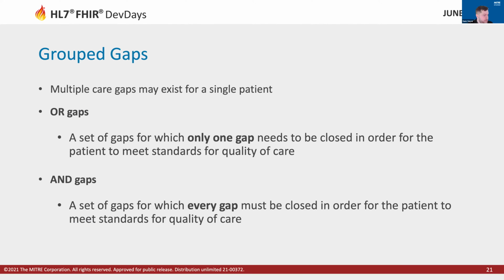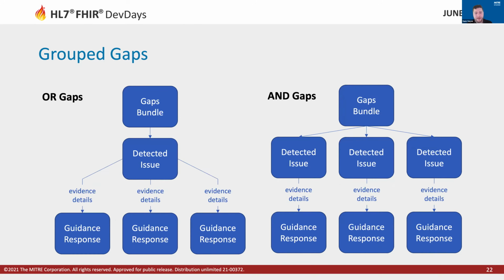So I'm going to go through some of the sort of solutions to some of the issues that we found. And the first one I'll talk about is group gaps. So this goes back to the sort of multiple paths through a measure where you have multiple ways to close things. And there could also be a case where you need to do multiple things in order to close a gap. And so we call these and gaps and or gaps. I think that's pretty straightforward.